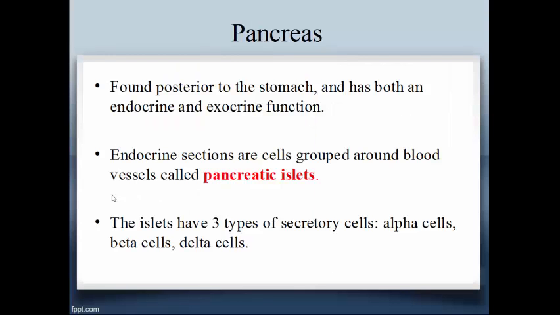This is found just behind, just posterior to the stomach, and has both an endocrine and exocrine function. And for this chapter, we'll focus on the endocrine functions. When we get to the digestive system, we'll talk about the exocrine functions. Now, these sections that are endocrine in the pancreas are grouped in small groups of cells called pancreatic islets, or also called the islets of Langerhans. That's the full name. And these islets have 3 types of cells that will secrete something: alpha, beta, and delta.